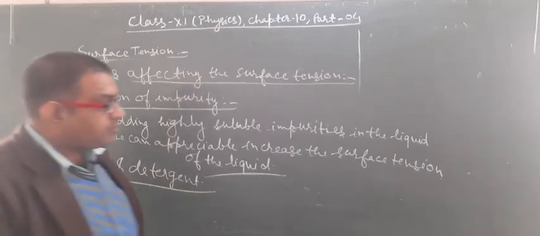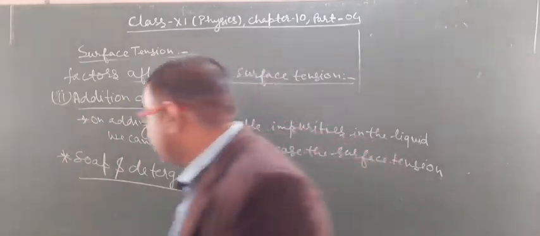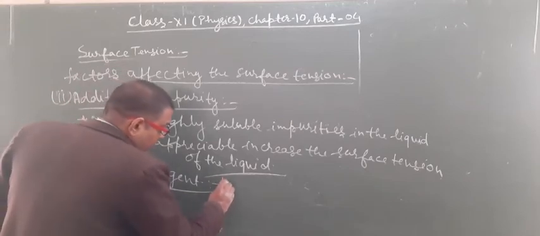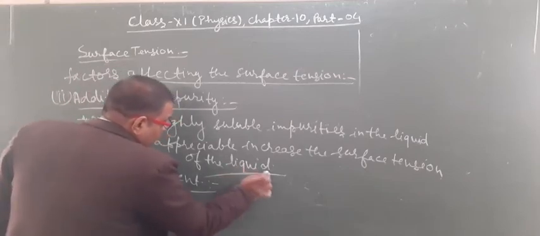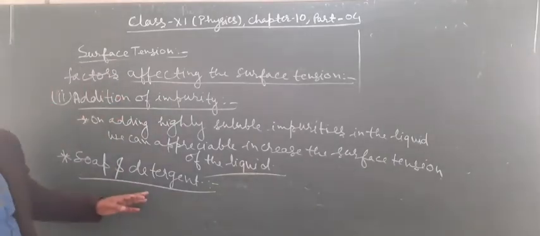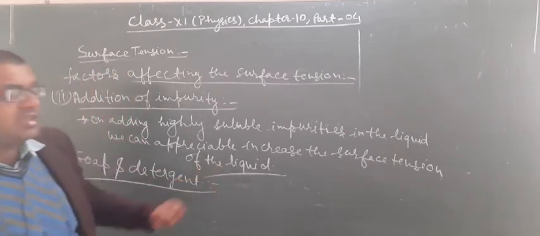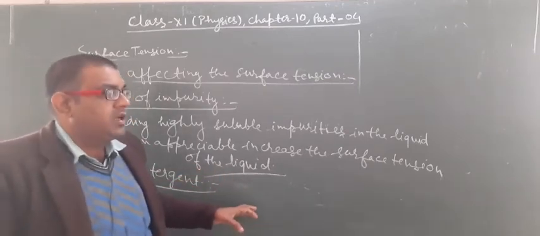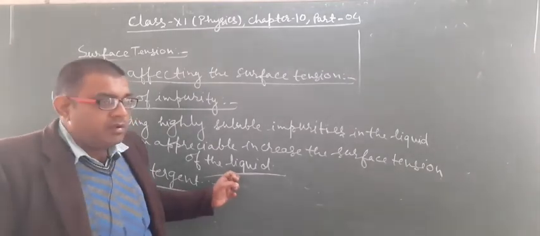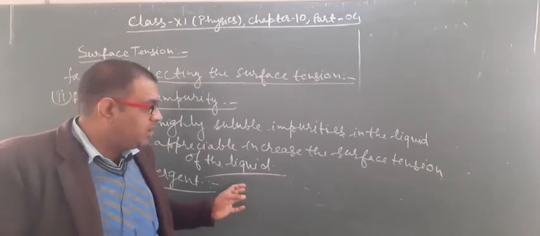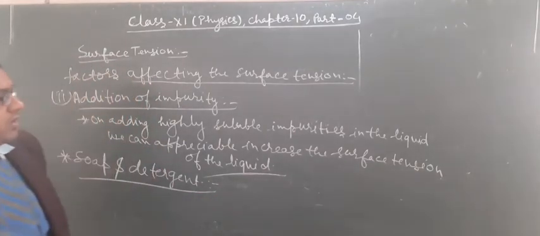Okay, so you will write it. When we wash the cloths, then what will happen? The molecules of the soap and detergents get attached with the dust particles of the cloths, and when we rinse the cloth, then along with the water, the dust particles also are removed from the cloths. These are the factors which affect the surface tension.